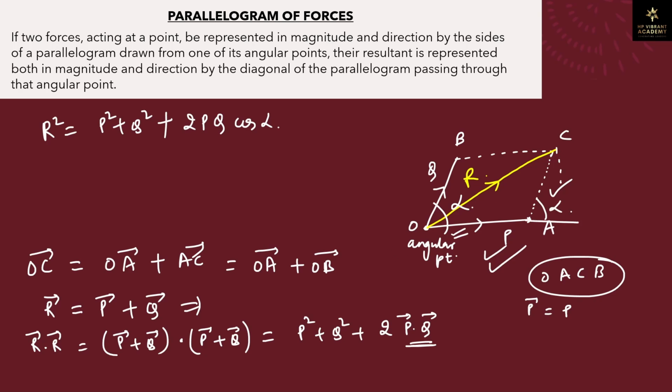Now let us drop a perpendicular from here. Let us name this point as D. So now R square is equal to P square plus Q square plus 2PQ cos alpha, where alpha is the angle between P and Q. Now let us take the cases.